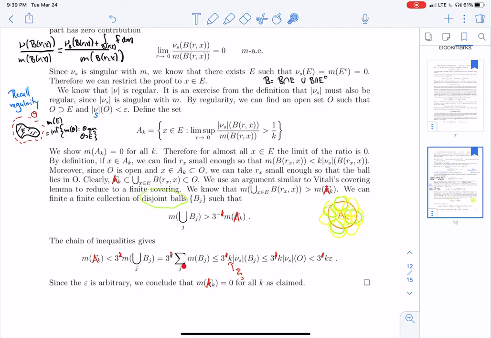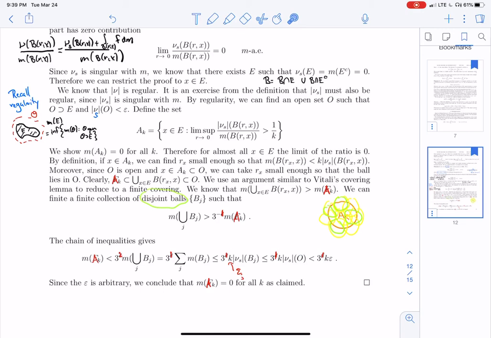Then I use the fact that the balls are disjoint, so measure is additive. Then I use this inequality. Then there's a sum missing here. I use additivity again. And the sum of the measures of B_j is smaller than O.